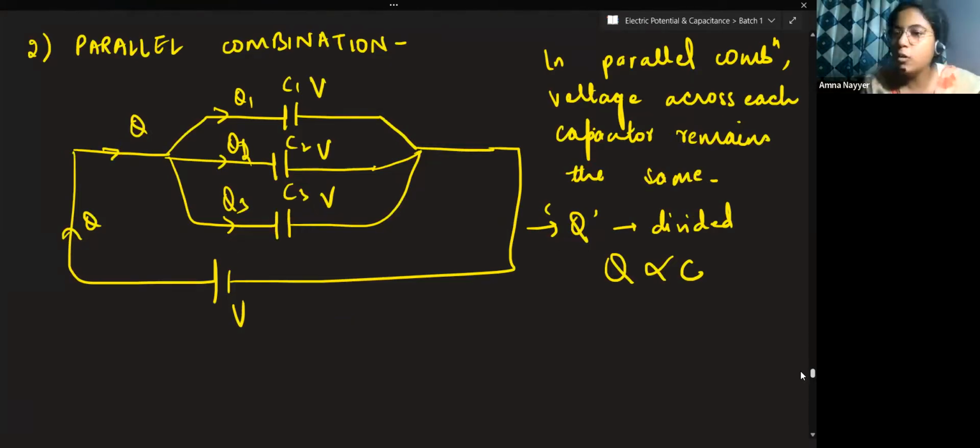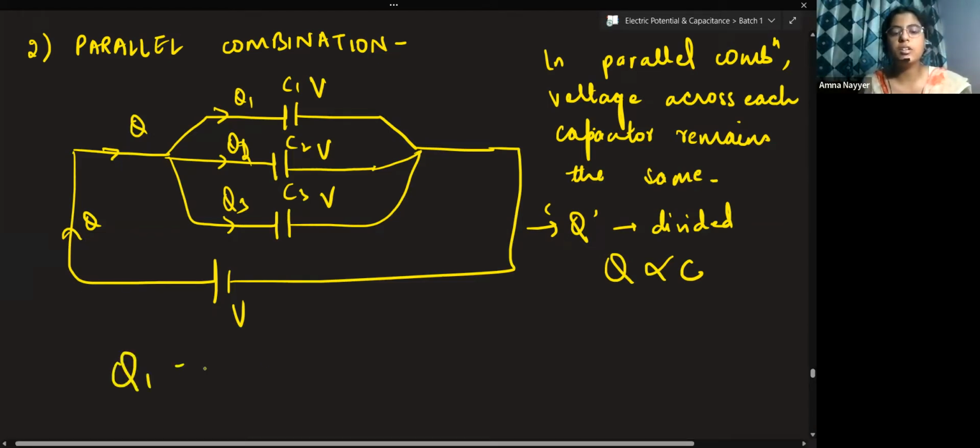Now in parallel combination, voltage remains the same, but charges will be different. The reason is that in a parallel combination, branching comes, and whenever there is branching, the charge gets divided. That's why the charge will be divided over here and the potential will remain the same throughout. So what will be the net charge? Net charge will be equal to Q1 plus Q2 plus Q3 plus Q4 up till Qn.